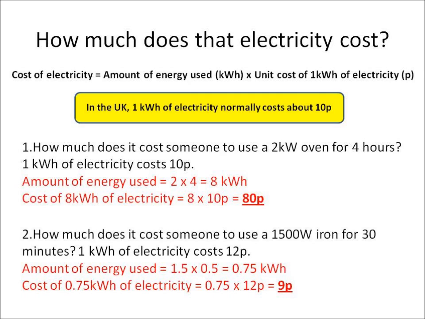Okay, let's look at another question. I want to use a 1500 watt iron for 30 minutes, and the cost of electricity here is a little bit more expensive. It's going to cost me 12p for 1 kilowatt hour. So the amount of energy used is 1.5 kilowatts multiplied by 0.5 hours equals 0.75 kilowatt hours, and the cost of 0.75 kilowatt hours of electricity is going to be 0.75 multiplied by 12p equals 9p.